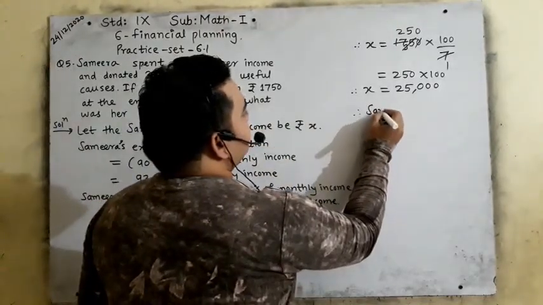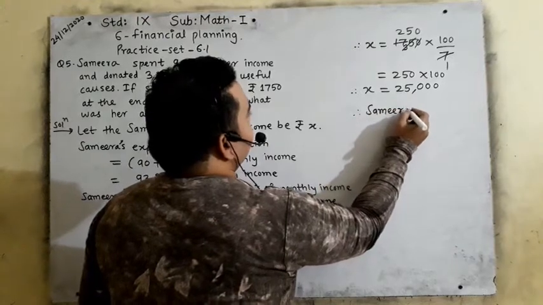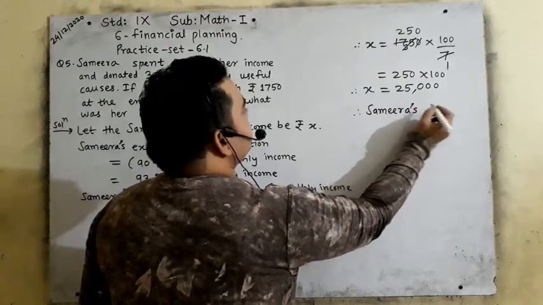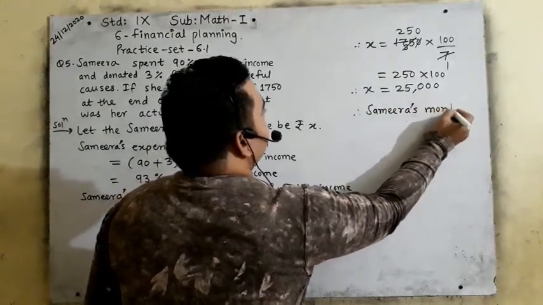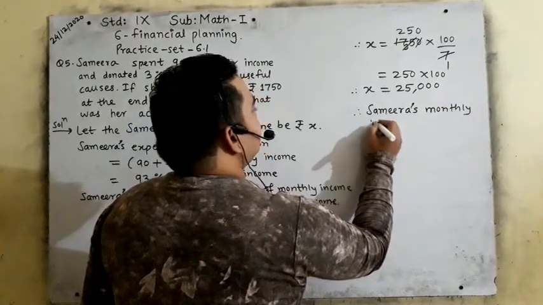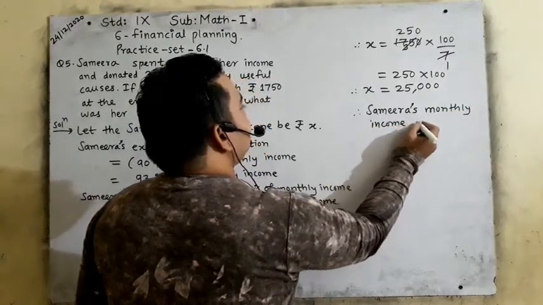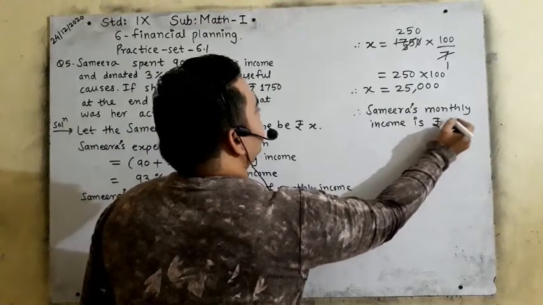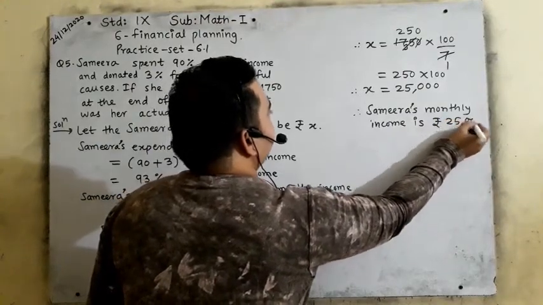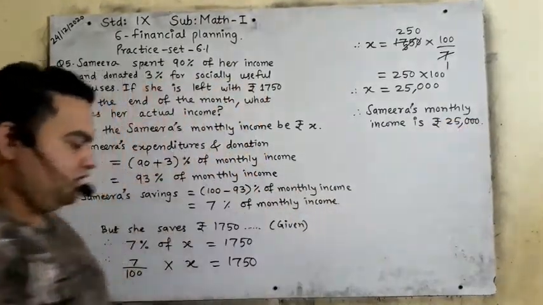Therefore Samira's monthly income or monthly salary is rupees 25,000. I hope you understood.